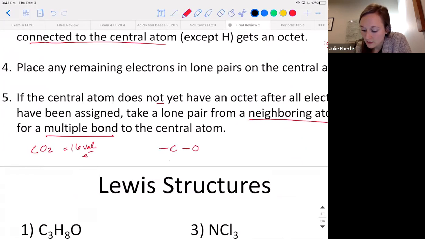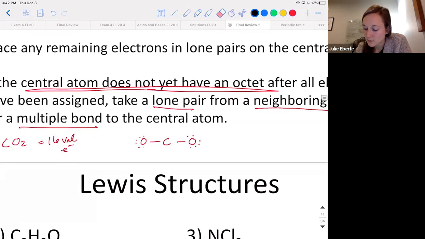You're going to connect your perimeter atoms. Now we have all the atoms represented. Rule 3 says go ahead and start putting lone pairs on everything until everybody gets an octet. But when you're done, we have 16 electrons represented here. But what's wrong with this? Carbon doesn't have an octet. So if the central atom does not yet have an octet, carbon does not, it says pull a lone pair from a neighboring atom.